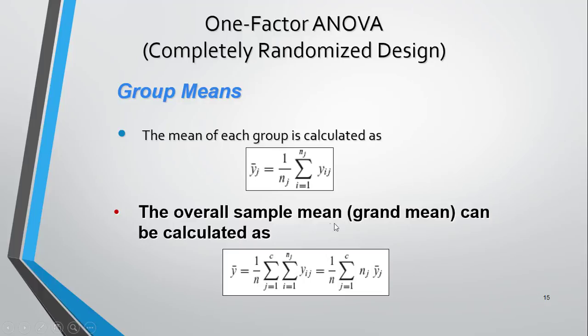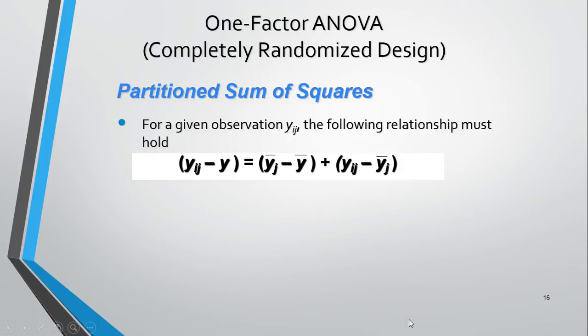And the overall sample mean, what we call the grand mean, can be calculated as y bar equals 1 over n times the sum of yij, summed from the first one to the last in the j's column, and then from the first column to the C's column. So basically it's the sum of everything, all the ones in one column and then in the different columns. It's the same as nj times y bar. That's the overall sample mean.